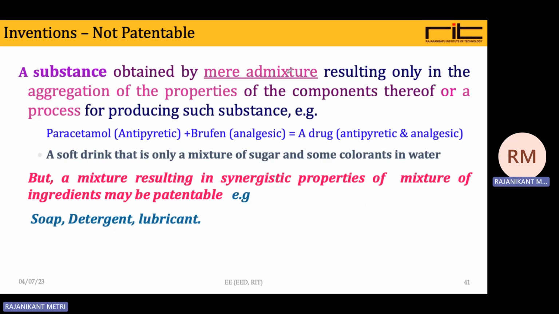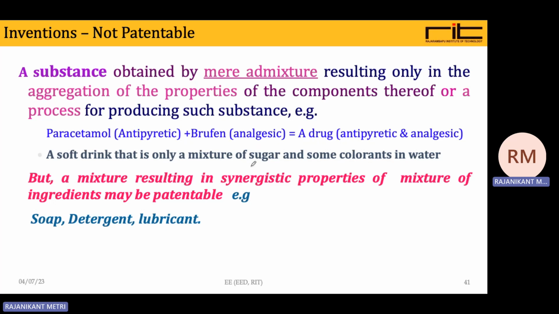A substance obtained by mere admixture, resulting only in the aggregation of the properties of the components. Therefore, a process for producing such a substance is also not patentable. So for example, paracetamol, which is an antipyretic, plus Brufen, that is an analgesic, equals a drug. So that is also not patentable.